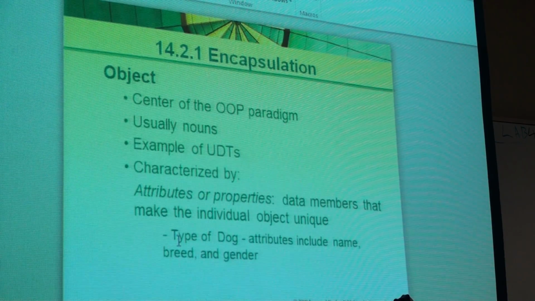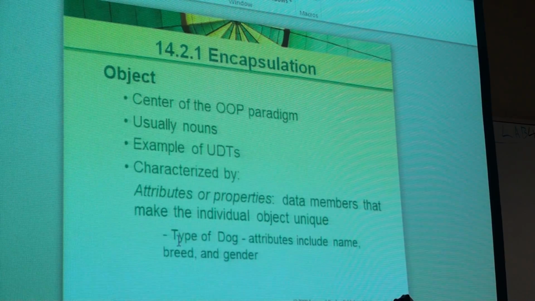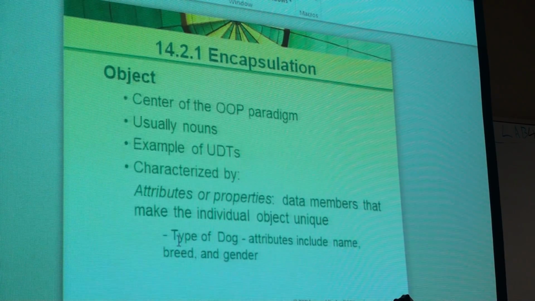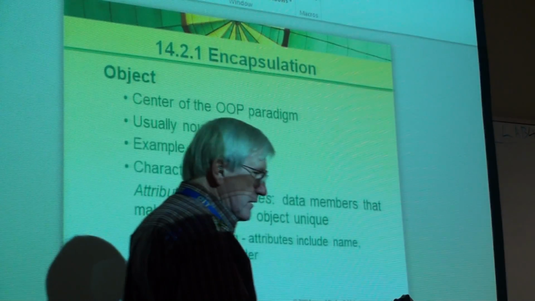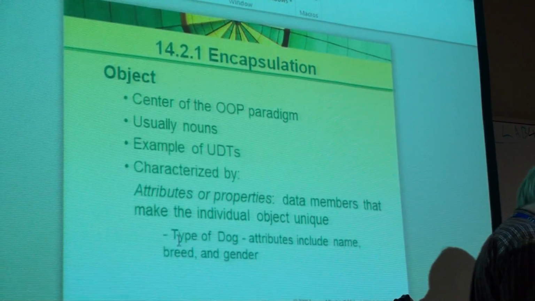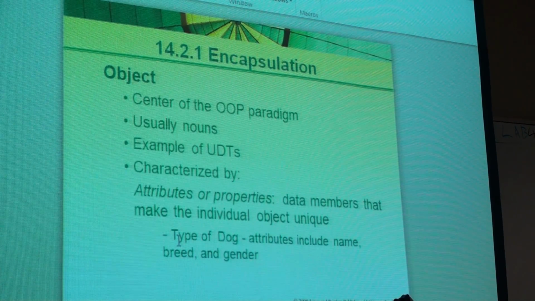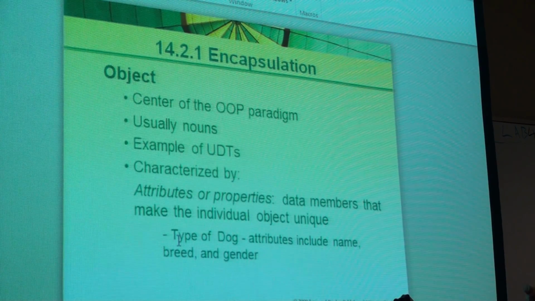Justin, you have a question? Looking at the type of dog, the dog would be the object, the class would be animal then? Well, what we're talking about is dog is the class name. Object would be, I have a dog at home, and her name is Annie. Okay? And she has attributes and so forth. So she is an instance of the class dog. Okay?